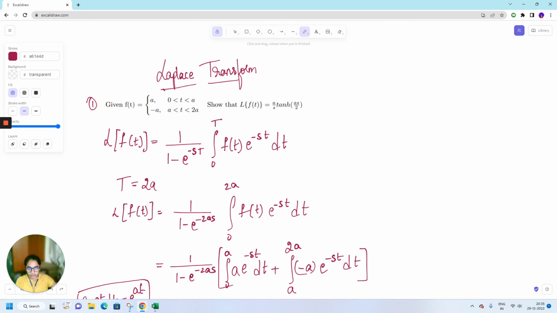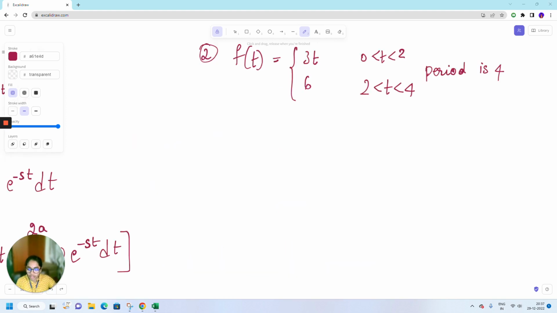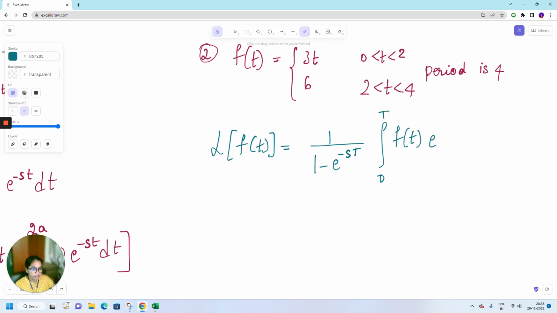Moving on to our next question, as you can see, the second question is f of t is equal to 3t and 6, and they have given the limits. We are supposed to find what? We are supposed to find Laplace of f of t. What is the formula of Laplace of f of t? That is 1 divided by 1 minus e to the power minus sT, integral 0 to T, f of t e power minus st dt.